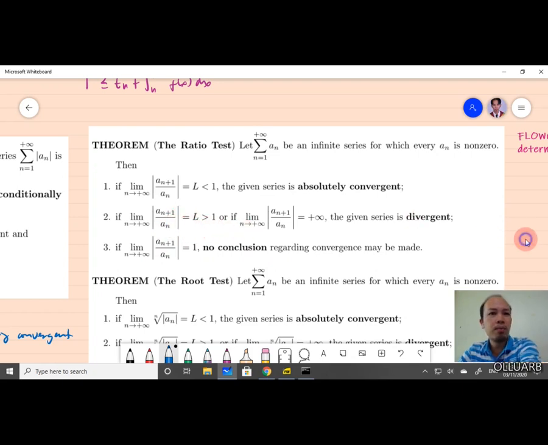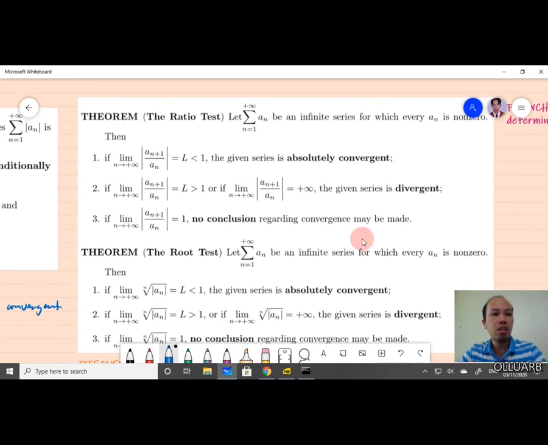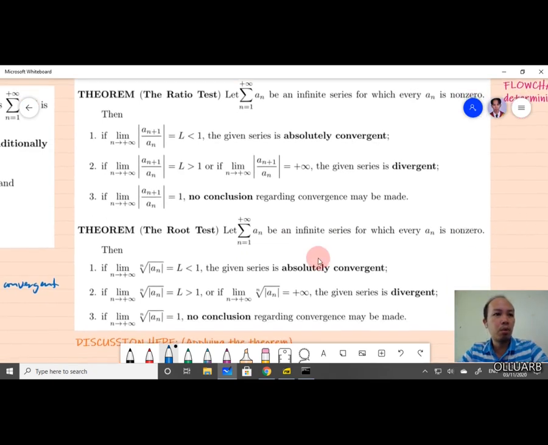For the root test, it is needed if you have a problem that involves this symbol, the nth root. If there's a given or an exercise where there is a presence of the nth root, then you will use the root test. And again, it is the same as the ratio test. Okay, so let's have an example for this theorem.